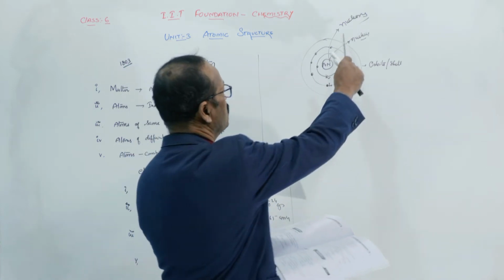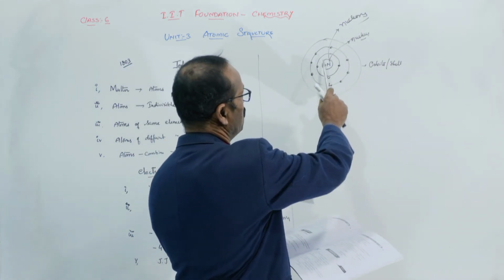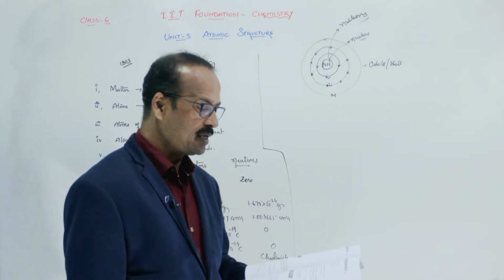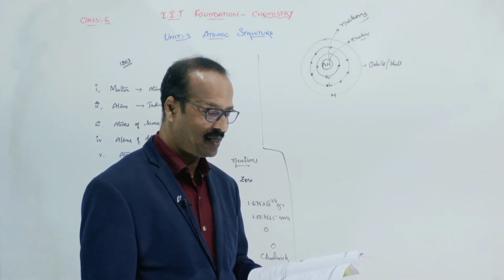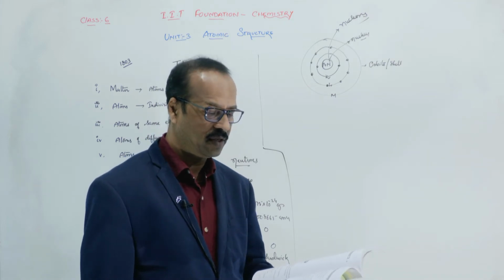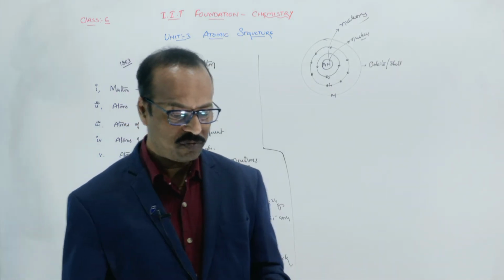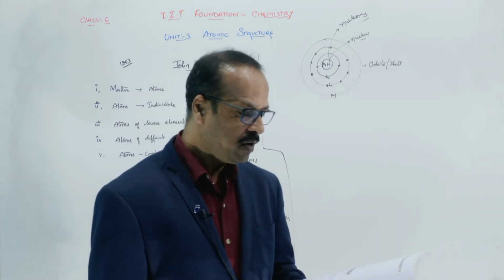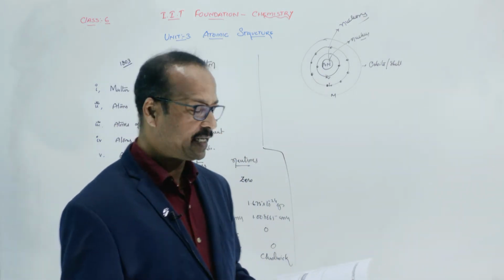So see here, nucleons means what? The particles present in the nucleus, protons and neutrons. An elemental particle is a subatomic particle. You can write that, option 4. The name electron was coined by G. J. Stoney. Fourth option.